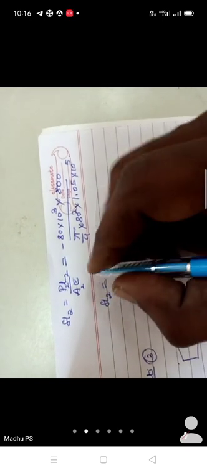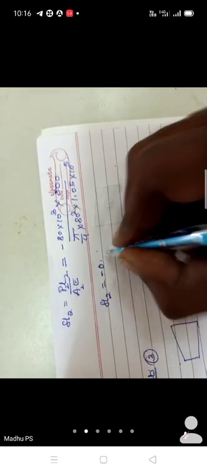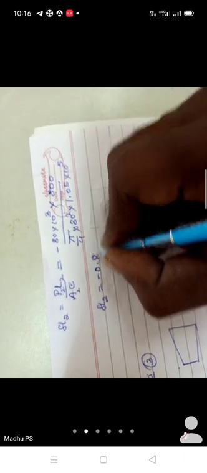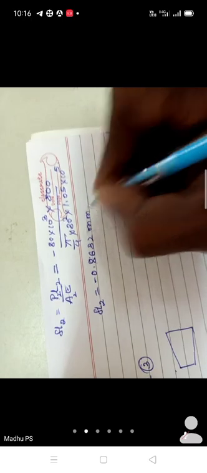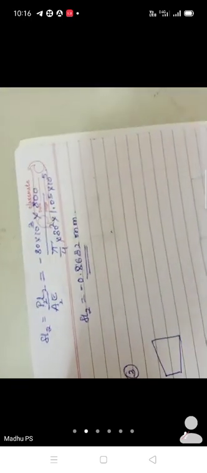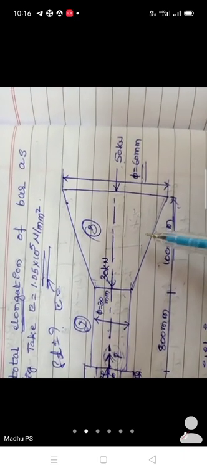What I am getting is minus 0.8632 mm. Okay, so then section 3. Okay, this is section 3. It is a tapered one.